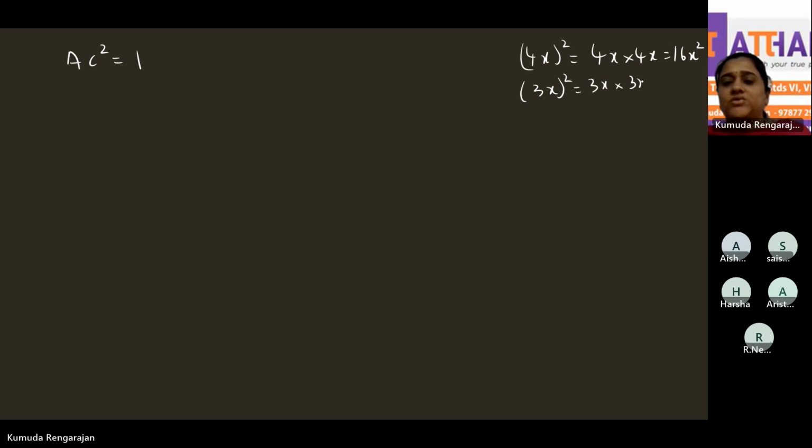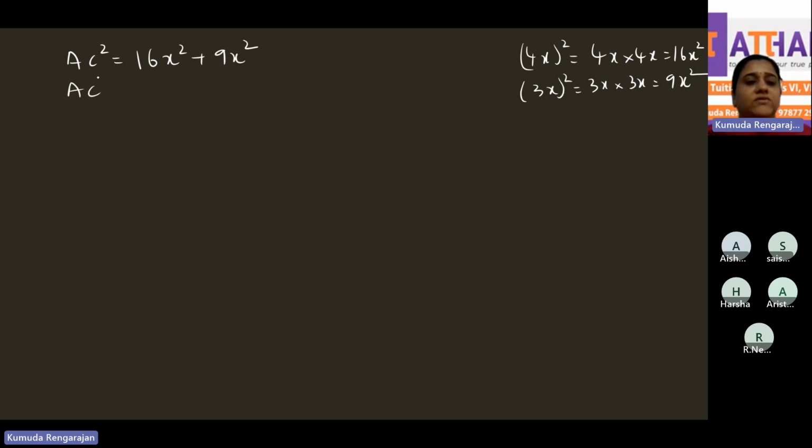All right. So AC square is equal to 16. What is 4x into 4x? 4x the whole square means 4x into 4x, which is 16x square. And 3x the whole square means 3x into 3x, which is 9x square. So we have 16x square plus 9x square. So AC square is equal to 25x square. So AC is equal to square root of 25x square.